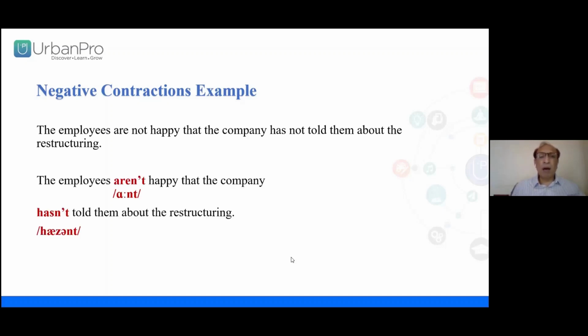The employees aren't happy that the company hasn't told them anything about the restructure. Okay, the employees aren't happy that the company hasn't told them about the restructure. See, notice that the "aren't" becomes an elongated vowel sound followed by "ant", and "hasn't". Okay, just keep an eye on the pronunciation of it, which is mentioned with the forward slashes. All right. So these are the negative contractions.